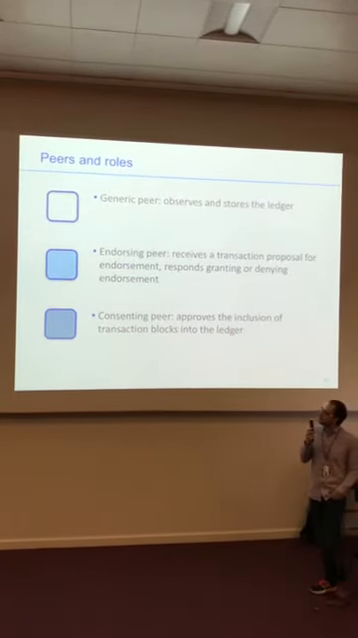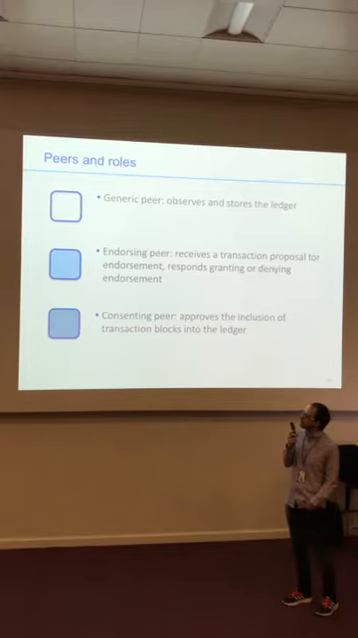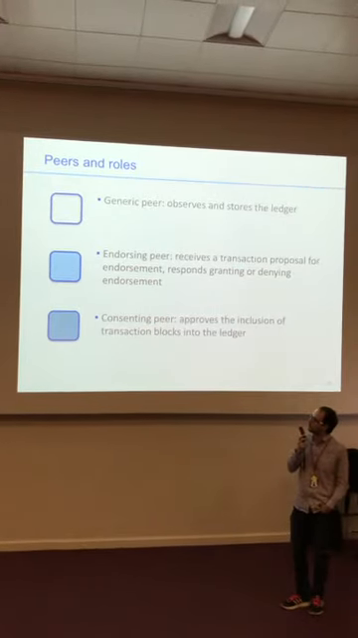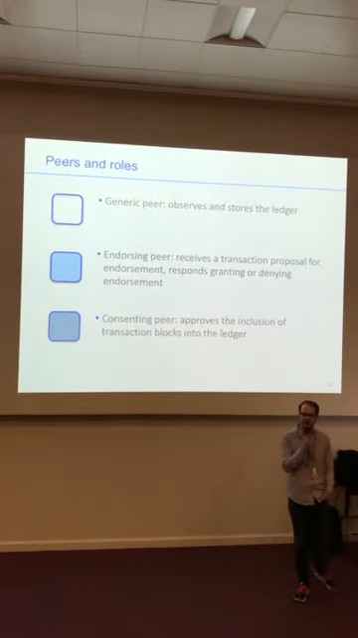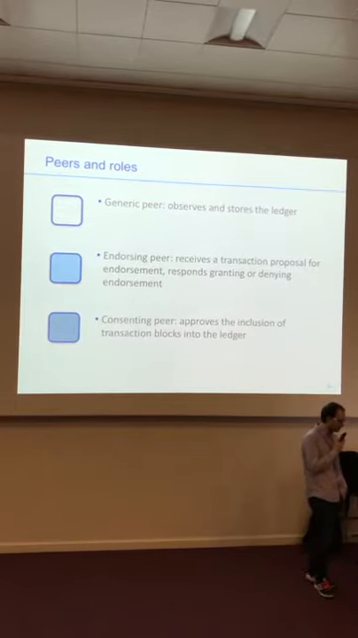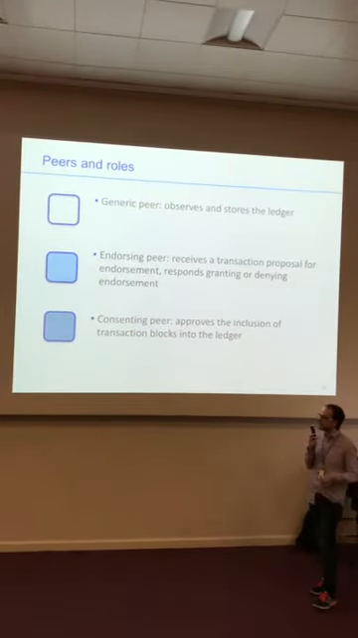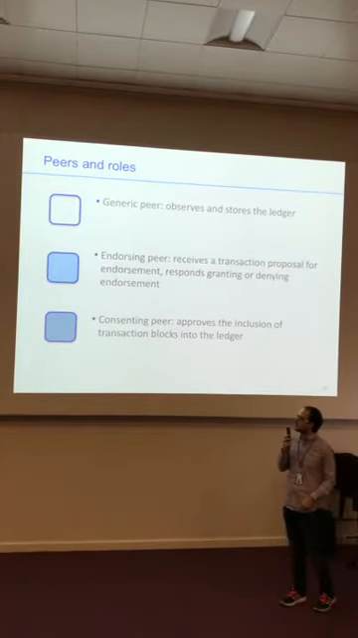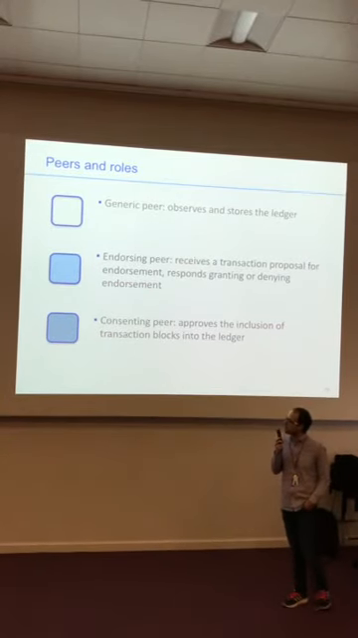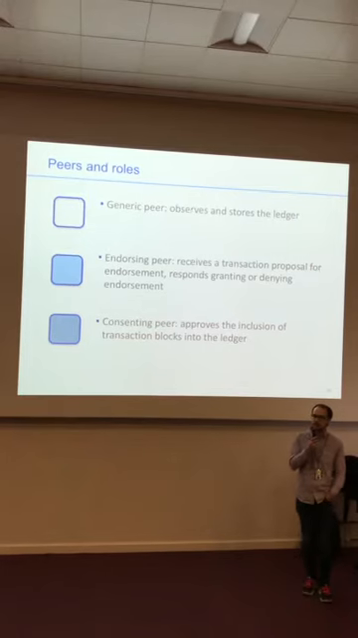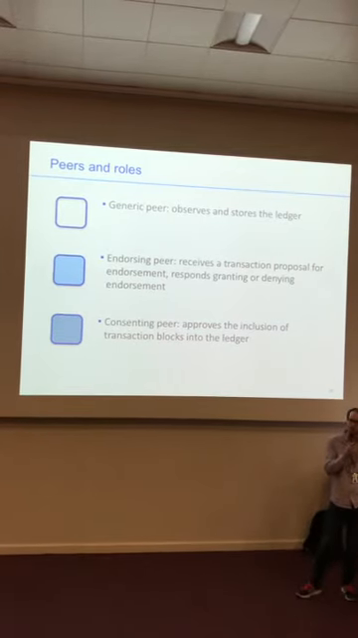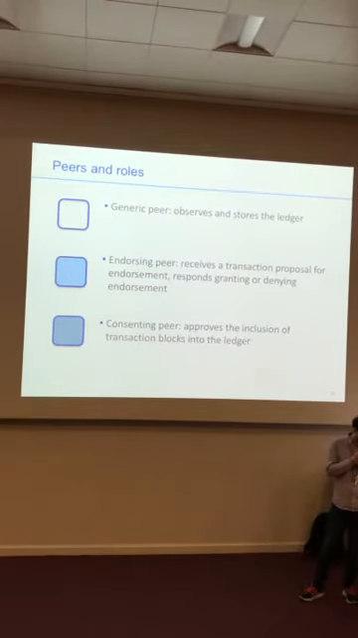So instead of just validating peers and non-validating peers, we now have three different types of peers. We have generic peers who don't process transactions but carry the state of the blockchain. We have endorsing peers who sign the transactions and say, yes, that transaction meets the terms of the smart contract. And we have consenting peers who take the results of the transaction and add them to the blockchain.